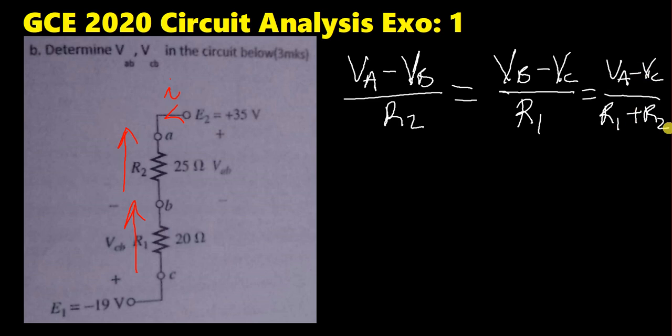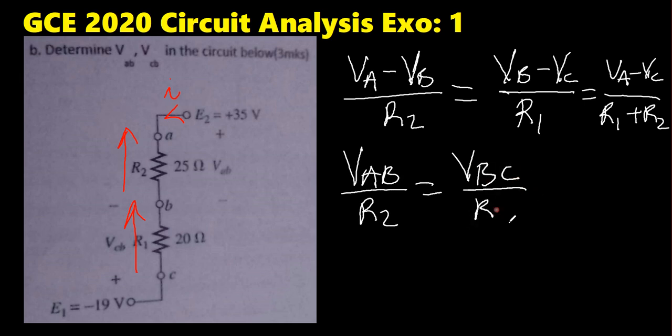Now we can arrange this expression very well. We discover that VA minus VB is only equal to VAB on R2, which is equal to VBC on R1, which is also equal to VAC on R1 plus R2. And according to this diagram, VA minus VC, which is also equal to VAC, is equal to 35 minus negative 19 volt. So we can simply write this equation like this.